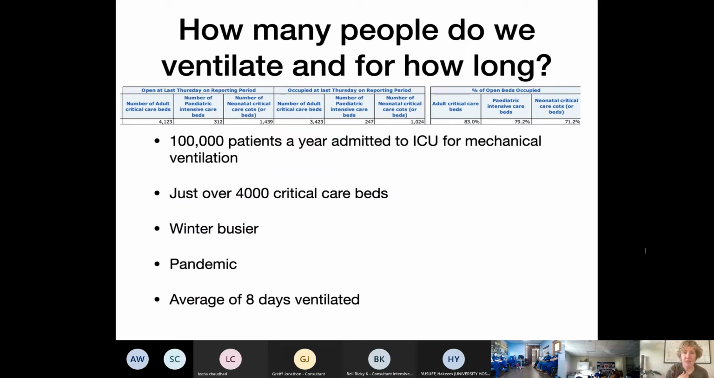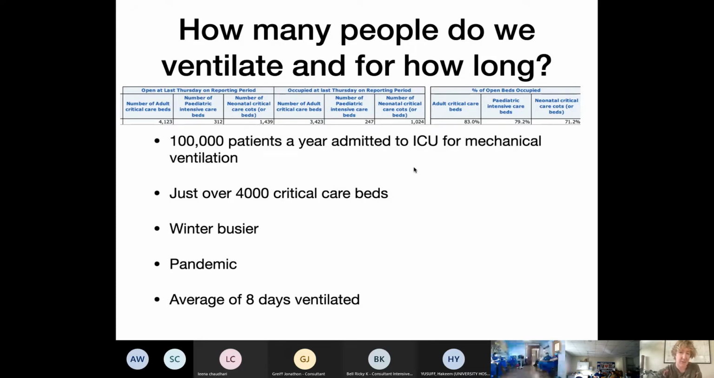So I thought maybe some background stats. How many people do we ventilate and for how long? The website that used to publish adult critical care beds has stopped publishing them as far as I could see, but this is from January 2020, pre-pandemic. We've got about 4,000 critical care beds, much less paediatric beds, some bit more critical care for neonates, and our occupancy was about 80%.